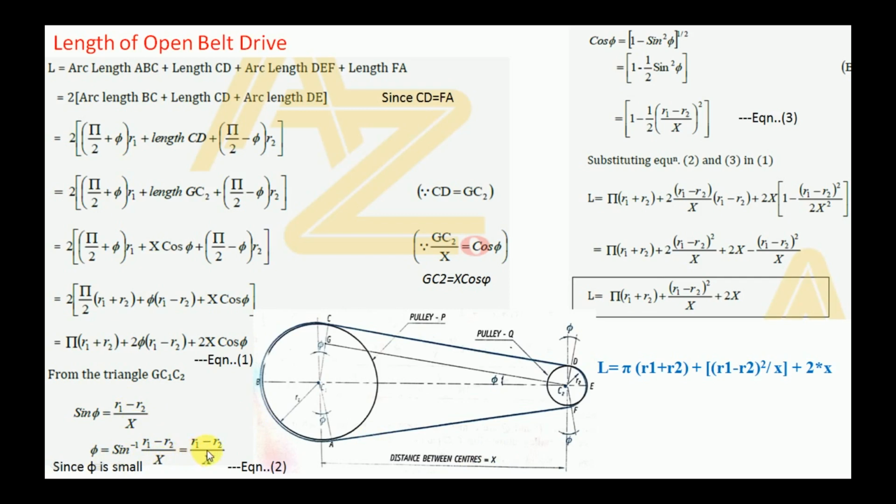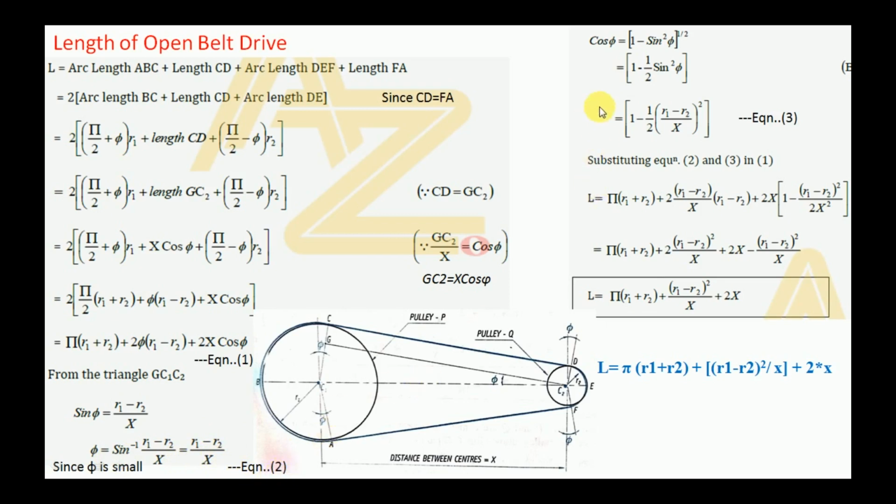We can write this as R1 minus R2 by x, since phi is a small angle. If the angle is small, then we can write the sine inverse term equal to that angle only. Here phi equals R1 minus R2 by x. That is the consideration we should know: if the value is small, we can write the sine inverse term directly as that value only. This we write as equation 2.